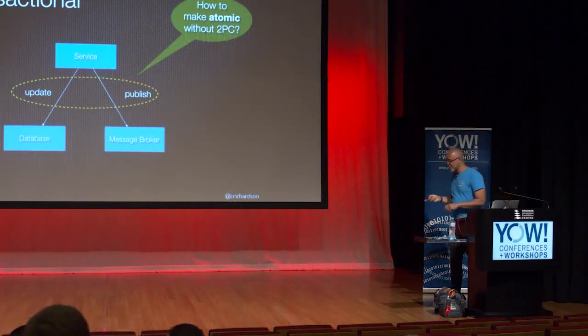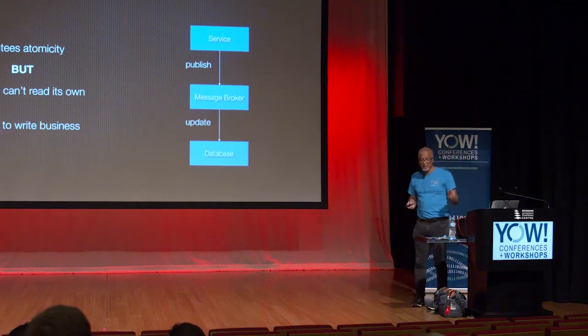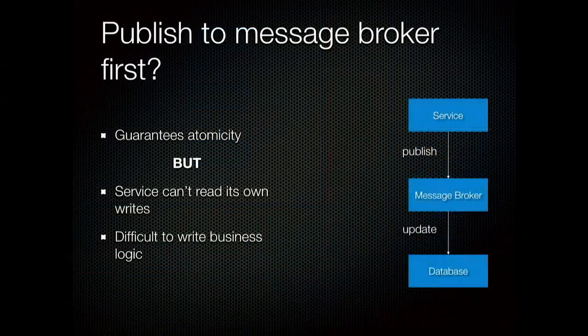So there's this really interesting challenge, which is even more challenging to solve because you cannot use two-phase commit. So one solution that can work in some scenarios is to simply publish to the message broker and then have an event handler that updates the database. So this guarantees atomicity, right? The publishing and the update are guaranteed to happen eventually. But it does mean that a service cannot read its own writes because the writes don't happen immediately.